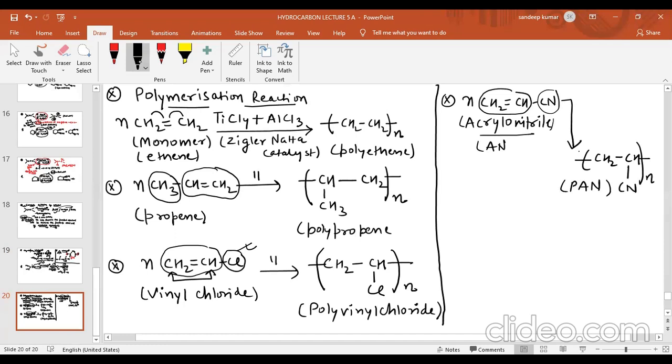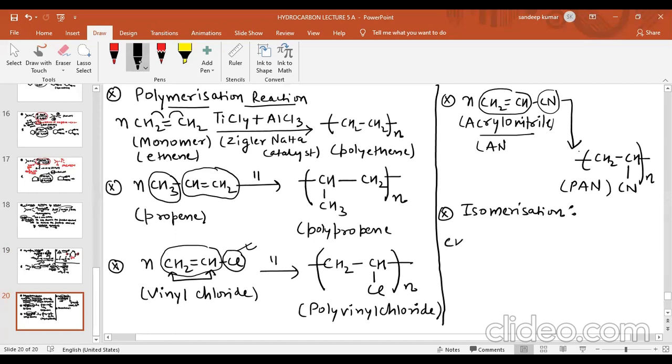So these all are basically the polymerization reactions of alkenes, as we know double bond is there. Now see, one important reaction I want to discuss with you for alkenes: the isomerization reaction. So isomerization reaction is also a chemical property for alkenes.